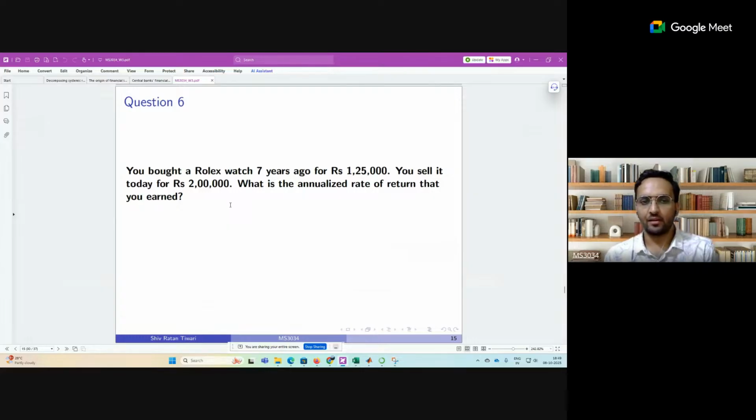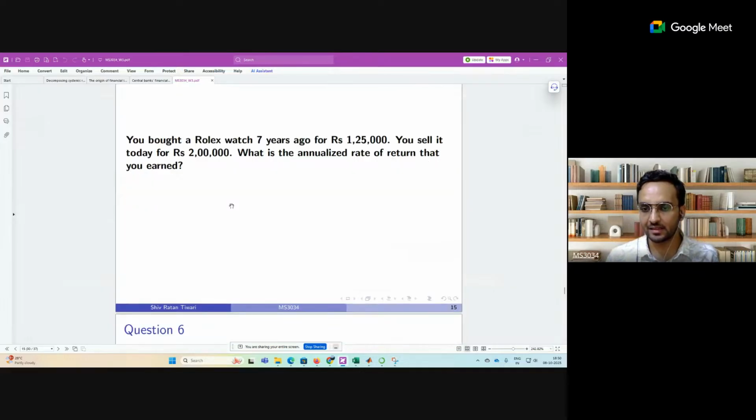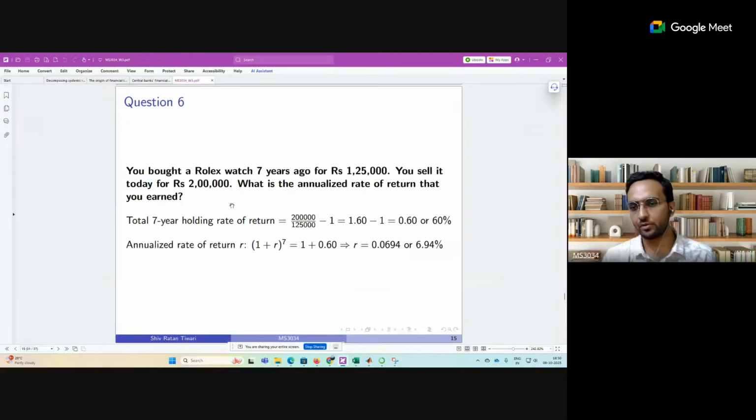So for example, you bought a Rolex watch some 7 years ago for 1,25,000 rupees. This can be any other asset. If you sell this Rolex watch today, you get 2 lakh rupees. So in 7 years you got 75,000 rupees in return, and you can compute your total return in 7 years. That will be 75,000 divided by 1,25,000, which is roughly equal to a 60% return in 7 years.